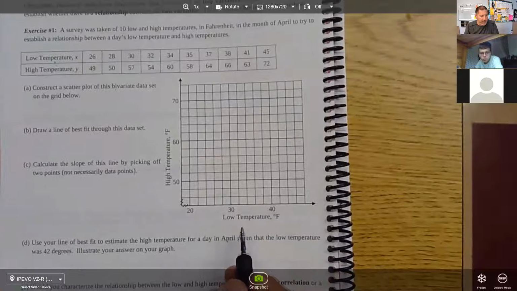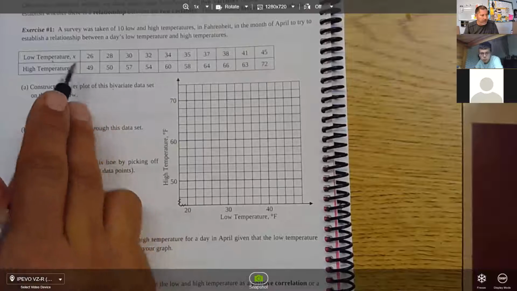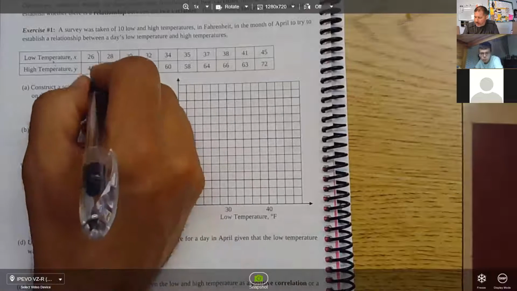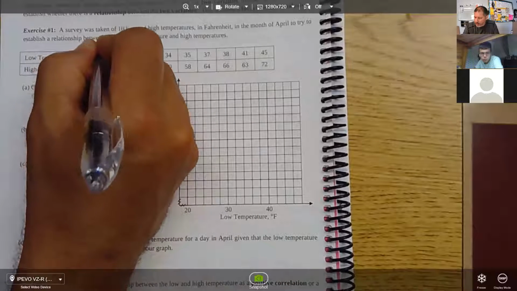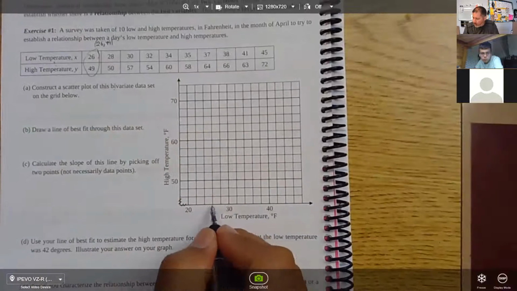All right, the nice thing is they already have all of the axes labeled. We just have to plot them here. So let's take a look at this. This is really the point 26, 49 on the grid. So I'm going to go to 26.